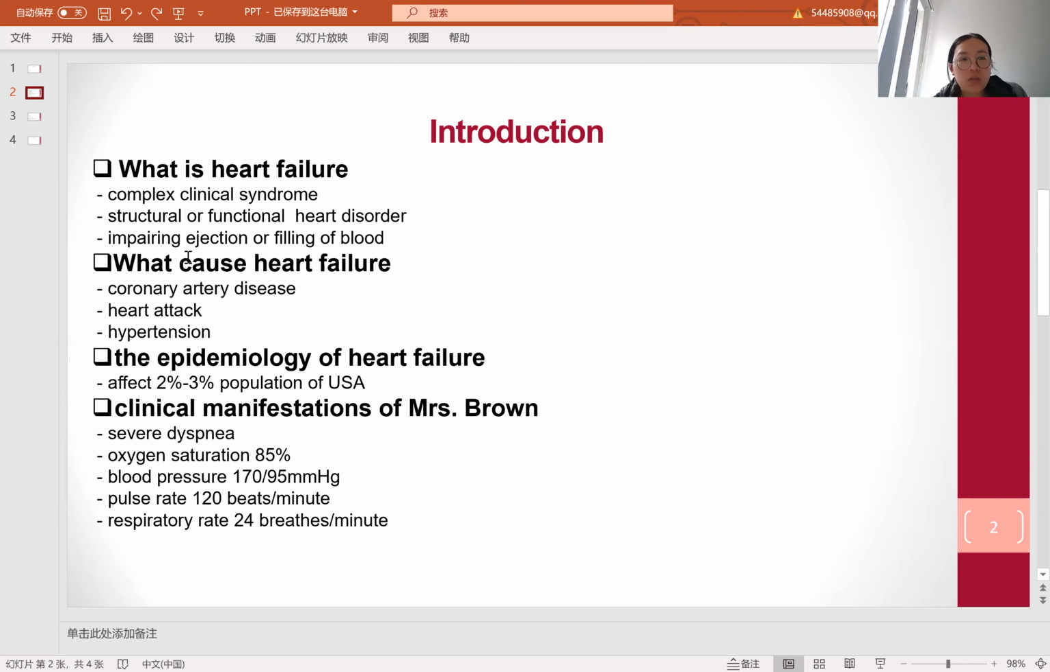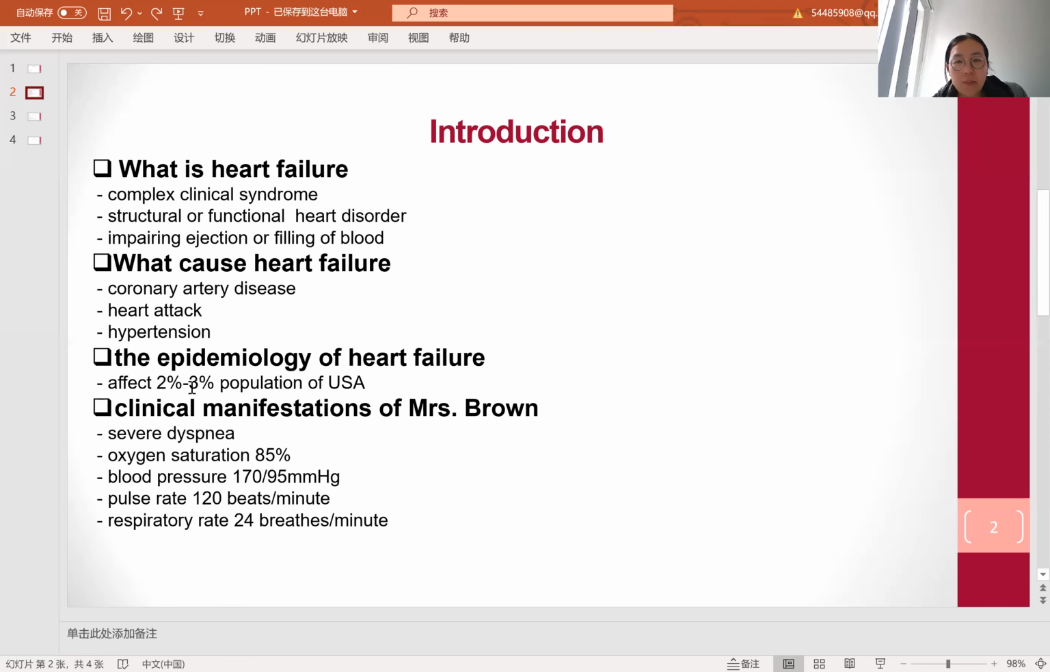Secondly, what causes heart failure? Heart failure is mainly caused by other preceding heart conditions like coronary artery disease, heart attack, and hypertension. Hypertension is a known cause as well as a symptom of heart failure. Thirdly, heart failure affects about 2 to 3% of the population in the United States.